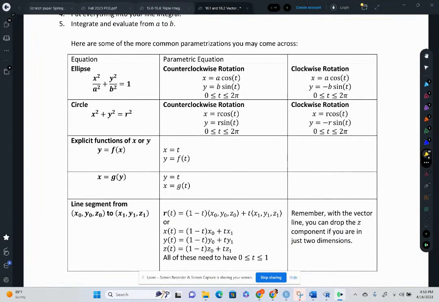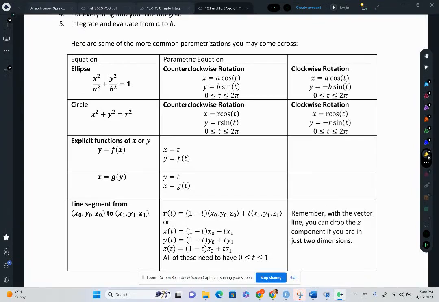Like if you're given an ellipse, I've got a parametric equation depending on whether you need a counterclockwise rotation or a clockwise rotation. Same with a circle. We have both of the different types of rotations and the parametrizations. And then explicit functions of x or y. We've got those there. And then how to create a line segment, which is something we learned in chapter 12, I believe. This table of common parametrizations is on your formula sheet, so definitely get to know it well, know how to use it.